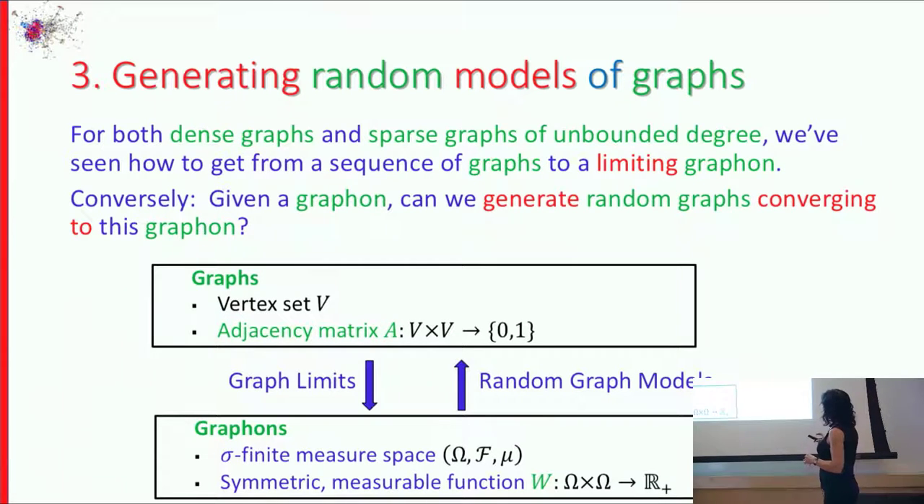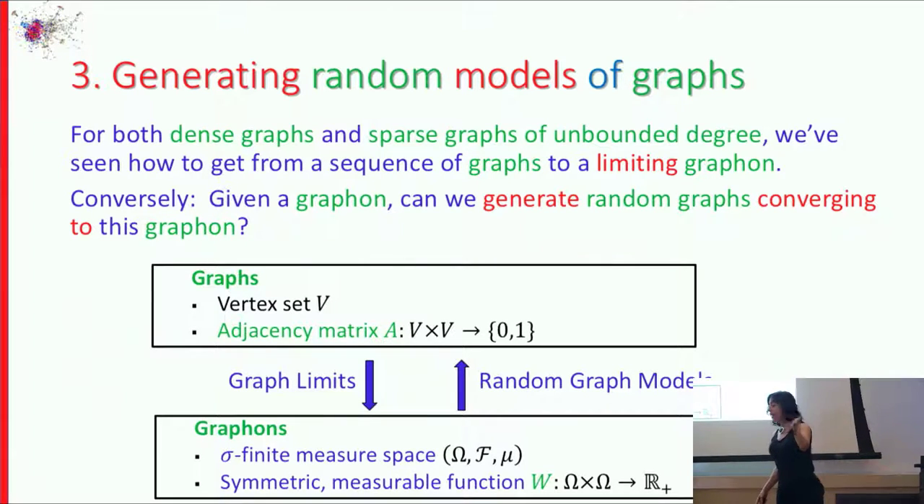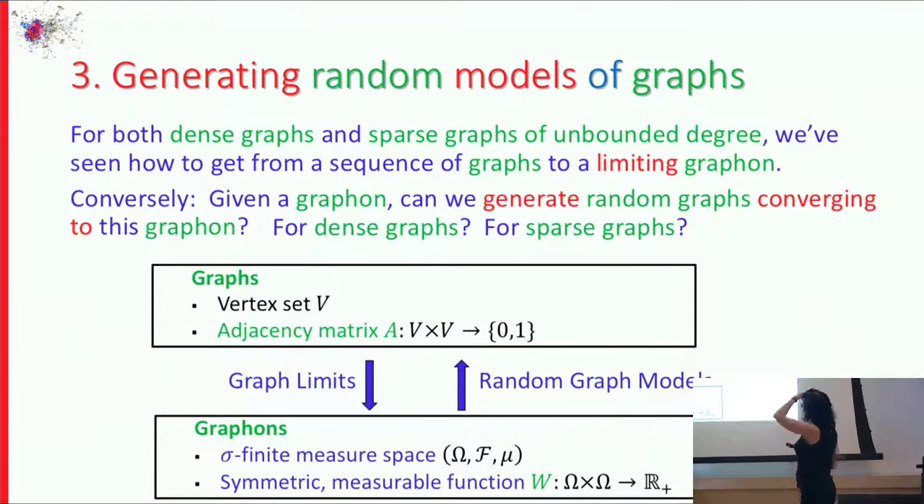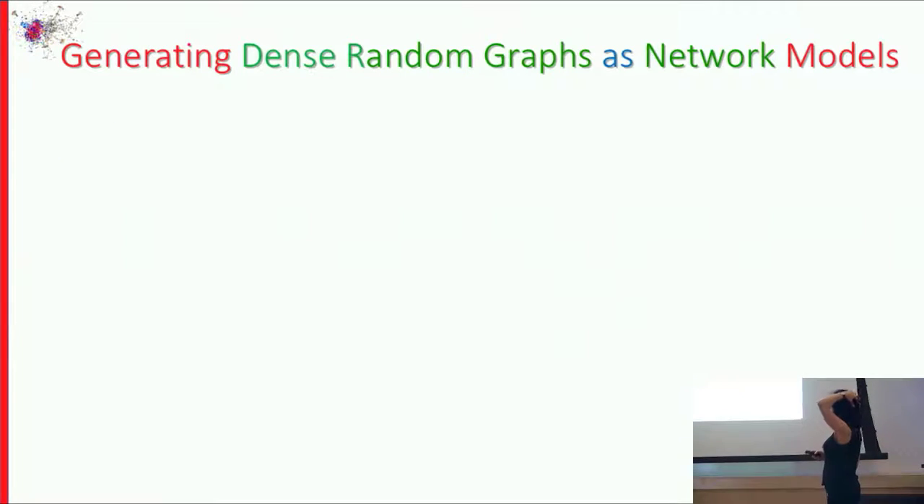So now the question is, if I give you one of these functions W, if God gives you one of these functions W and says, hey, this W actually describes LinkedIn, here's a function and it describes LinkedIn, can I generate realizations of LinkedIn from it? And can I do it for dense graphs? Can I do it for sparse graphs? Dense is easier as usual.